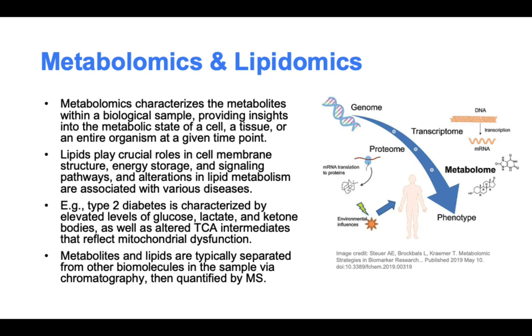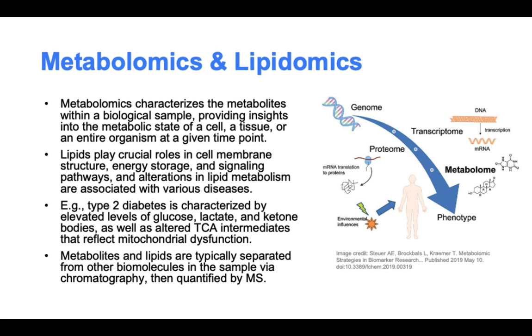So an example where metabolomics and lipidomics are both really important is type 2 diabetes, which is characterized by elevated levels of these carbohydrate metabolites, so glucose, lactate, and ketone bodies, and then altered levels of these citric acid cycle intermediates, which those altered levels that we observe reflect some kind of mitochondrial dysfunction. So that's one way that metabolomics can be useful for understanding some disease process.